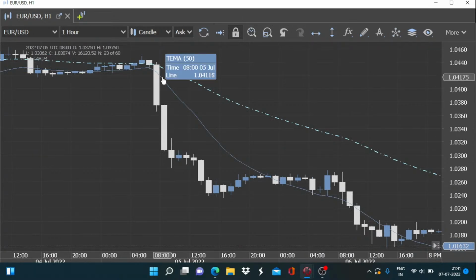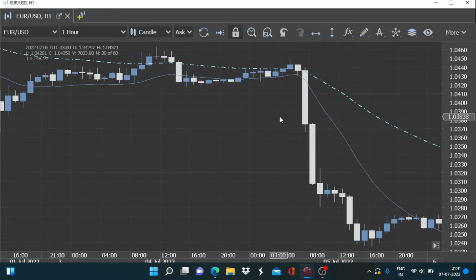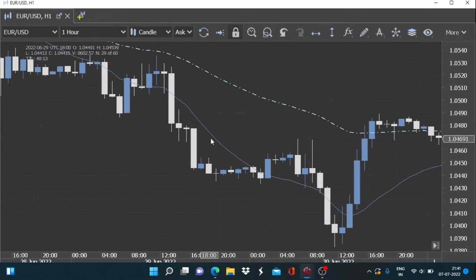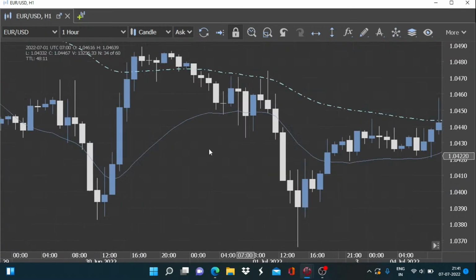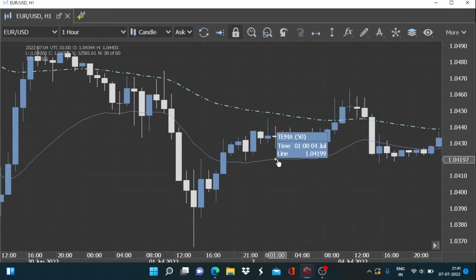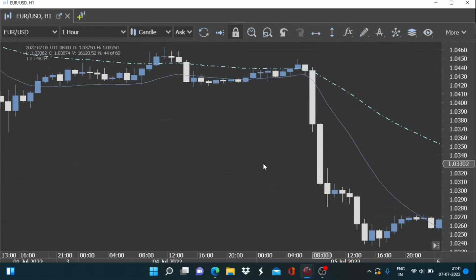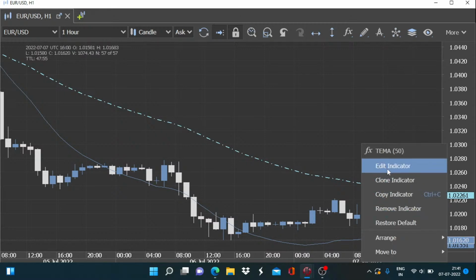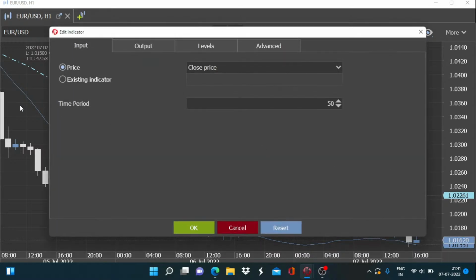It has a very low lag, very less lag compared to the normal EMA, and that's because we get the smoothing effect and also the less lag because of the tripling of this calculation where more weightage is given to the recent price data. So because of that, the responsiveness of the EMA is a lot higher compared to the normal EMA. Now I have taken this EMA of 50 and let us look for some editing option.